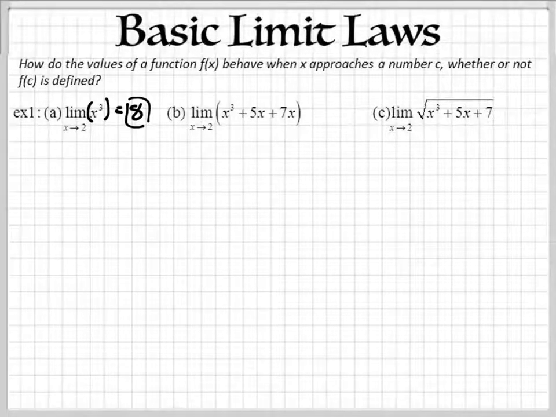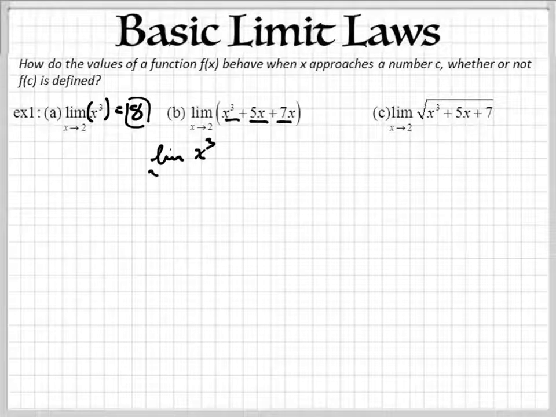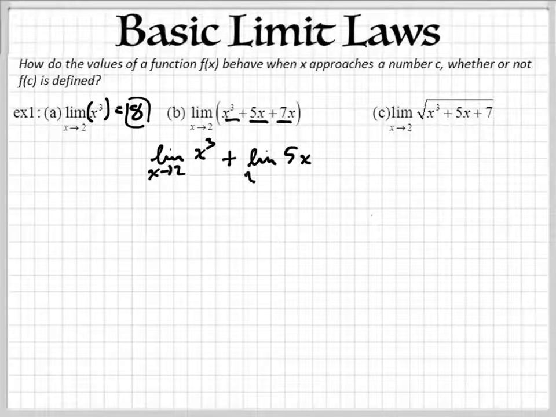So this next one is a bigger function. The point of this is to show you that there are different laws for limits. Here we can split this up into 3 different limits: the limit of x to the third as x approaches 2, plus the limit of 5x as x approaches 2. And this x actually is not supposed to be there, I'm going to color it out. Sorry about that. And plus the limit as x approaches 2 of 7.